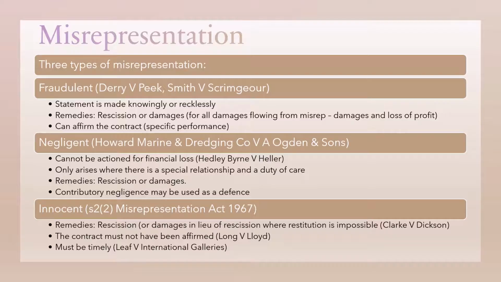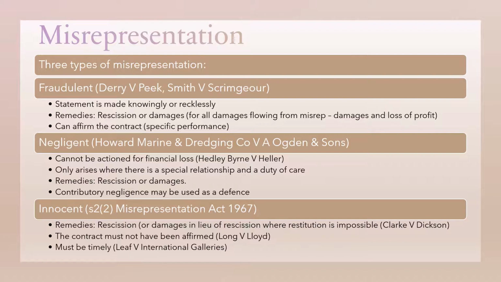The contract can be affirmed as well, so if they know it's misrepresentation and they keep on going with the contract, then they can no longer rescind for this misrepresentation, and so instead they may just get damages. For negligent misrepresentation, it can be an action for financial loss, but again it's rescission or damages and you need to pick out which is the best one. The difference here is section 2(1) of the Misrepresentation Act, so it's a statutory remedy in addition to common law remedies, as it is for fraudulent.